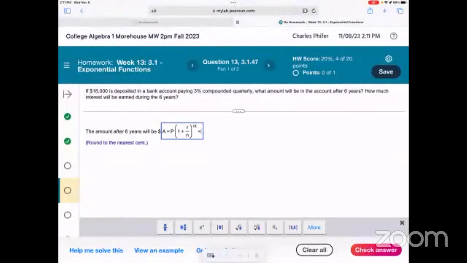So we're starting with 18,000. So 18,123 times 1 plus our rate is 3%. So we have to put 0.03 divided by, if it's compounded quarterly, then our N is 4. Then we say to the power of N, which is 4 times our T, which is 6 years. This is what we're putting into our calculator.